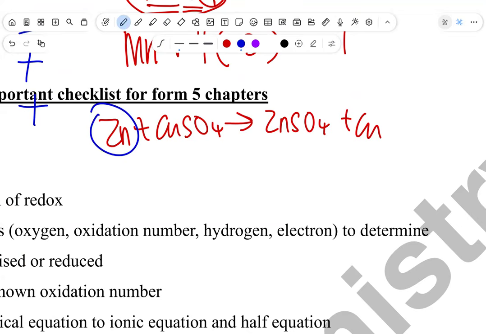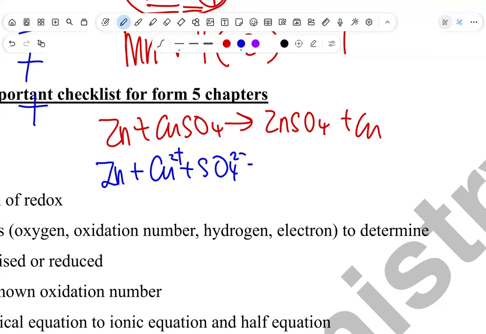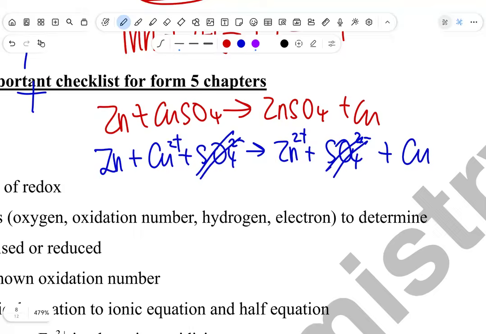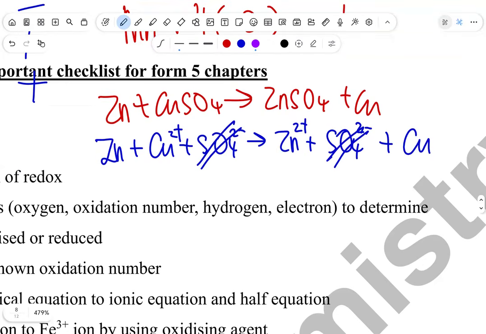Zinc is an element. Anything with one species is an element. Element doesn't have charge. Copy back. Copper, Cu2 plus, sulfate, SO4, 2 minus. Zinc, Zn2 plus, SO4, 2 minus. Copper comes alone, so it is an element. Element doesn't have charge. Now SO4 is the same, cut it off. Now you get the ionic equation. We learned this before, right? How to get the half equation? Cut into different parts, apple and apple comparison. Zinc becomes zinc 2 plus.